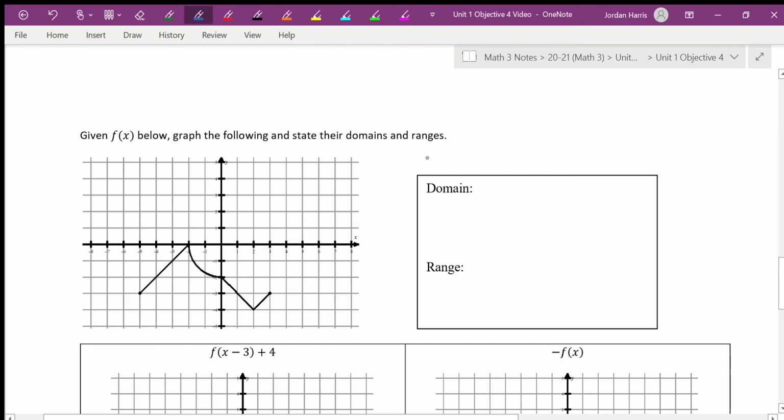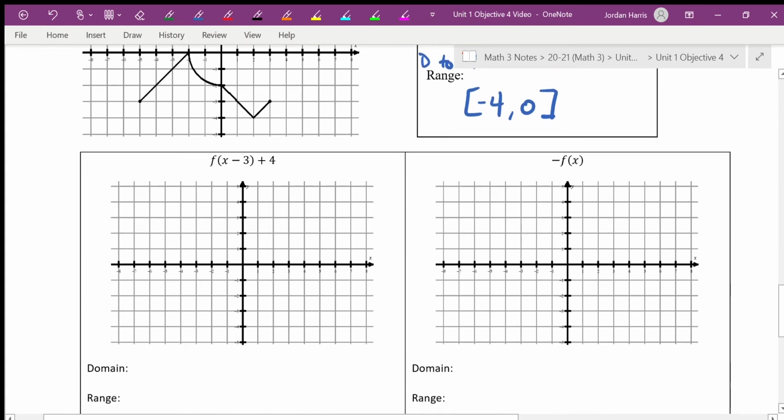So remember, domain is left to right. We always start on the left side, go to the right side. Range is down to up. Always start low, go high. Domains are x values. So I start at negative 5, and I go to positive 3, including both, so I'm using brackets. Range, I'm going down to negative 4, up to 0, including both.